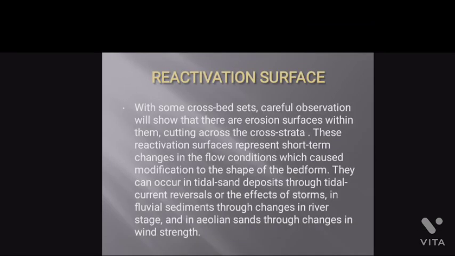Reactivation surface. Often the migration of a ripple is interrupted and the ripple is eroded back and then buried by a new bedform. Such interruption produces a tiny erosional surface between cross strata known as reactivation surface. This is formed because of alternating current direction and variation in flow conditions.